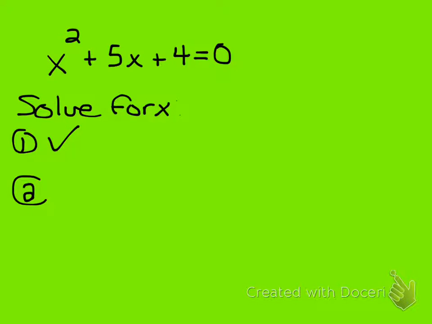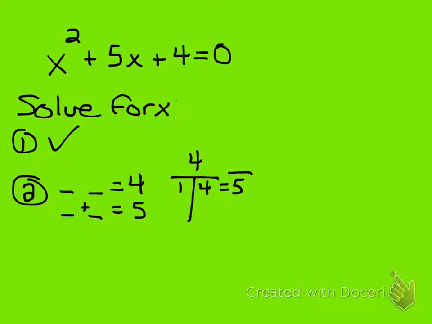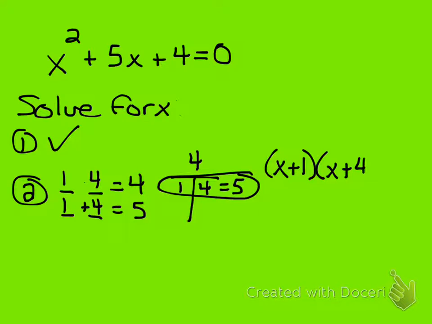Next thing we need to do is factor. So I'm going to factor this equation. I need two numbers that multiply to give me 4 and add to give me 5. So that means they're both going to be positive. So my numbers that multiply to give me 4 are 1 and 4. Those add up to be 5. So I found them on the first shot. So my two numbers are 1 and 4. So my two factors are x plus 1, x plus 4.